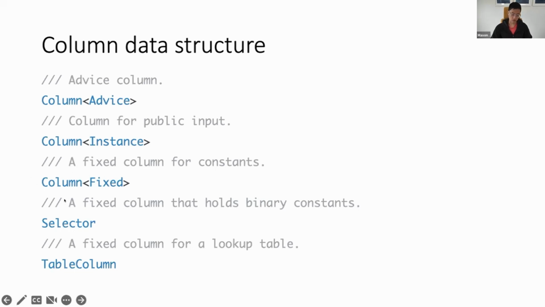A selector just holds binary constants, so 0 or 1, and it's used to control whether or not constraints are enabled. And a table column is just what Halo 2 uses to tell the compiler that this column is going to be used for lookups.